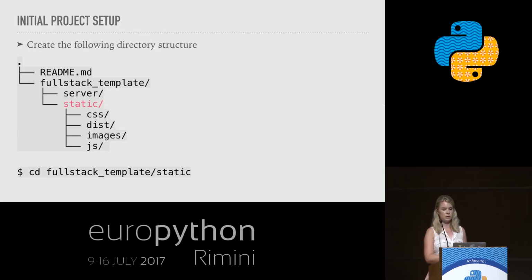So first things first. This is going to be our initial project setup. You have a folder. In your folder, you will have a README to tell other people about your project and what you're doing, and you'll have a project folder, effectively. This project folder has a server folder and a static folder. The static folder is our front end. It holds your JavaScript, your Webpack, your Babel, your NPM. And we're going to start by going in there and building our front end.